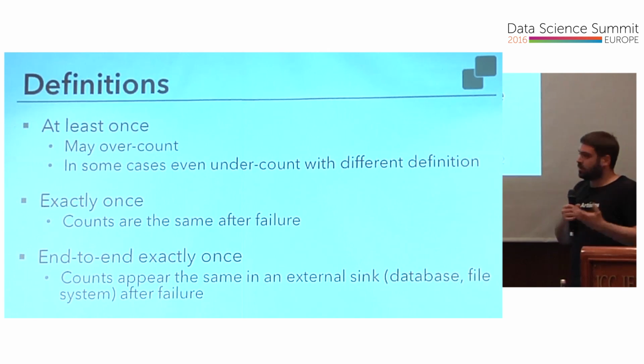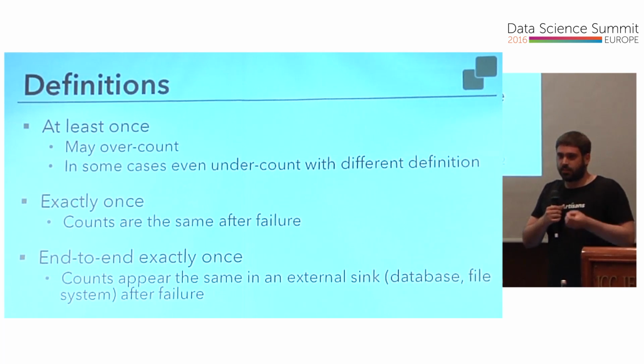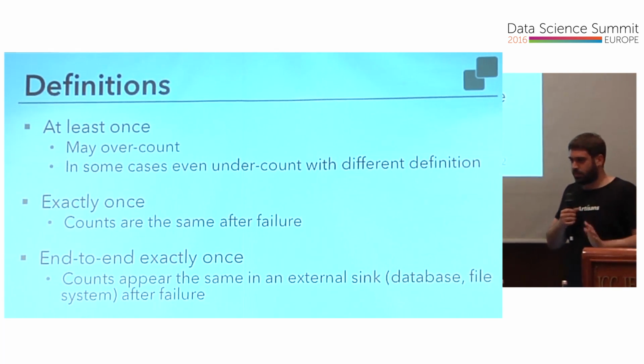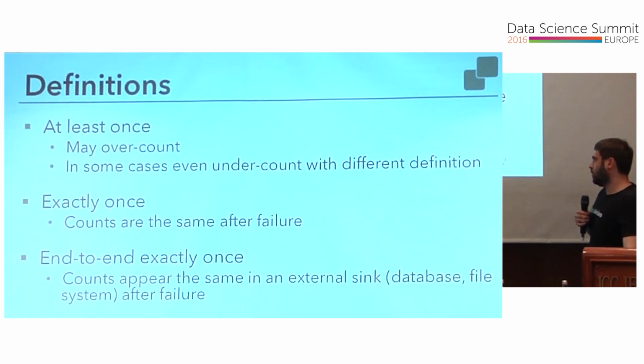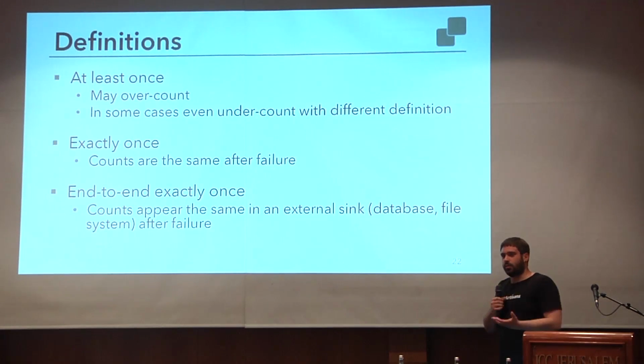The term exactly once means that if you have a failure, your count, your state, will be exactly the same as if you never had a failure. Simple. What is important to note is that this applies only to state that you keep internally in the stream processor, aka Flink, not, for example, the results that you export to a database.